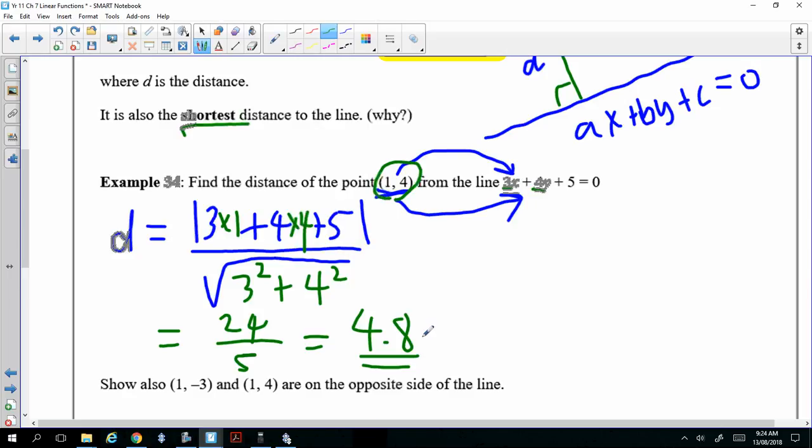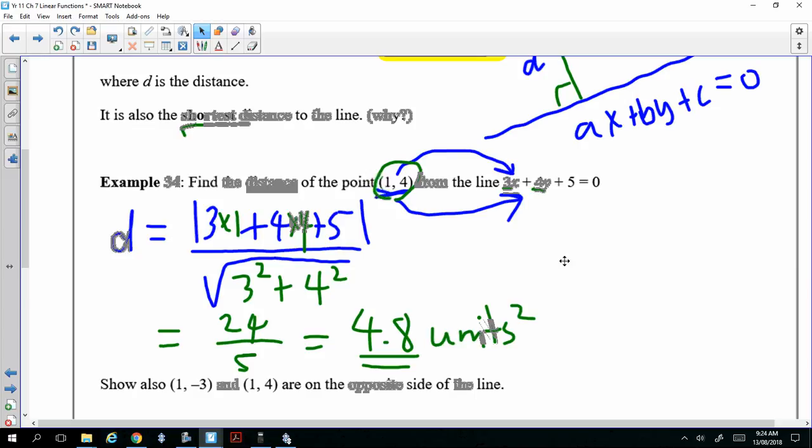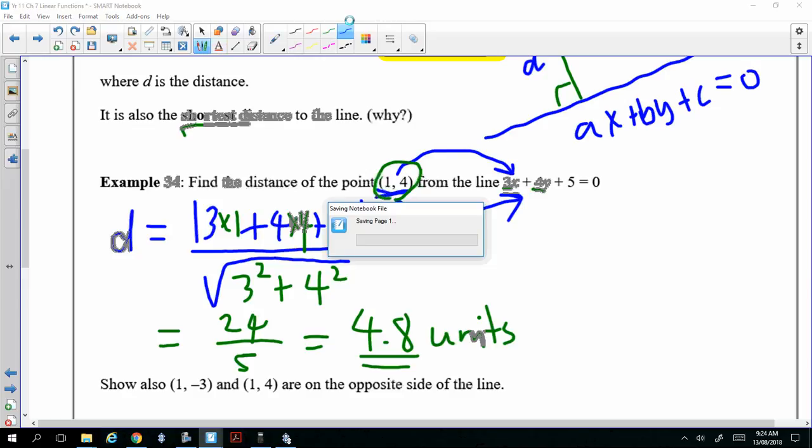Does that make sense? Okay, good. No units, like it's not centimeters or meters, so we'll just say units. Yeah, or 4.8. Okay. All right, done.